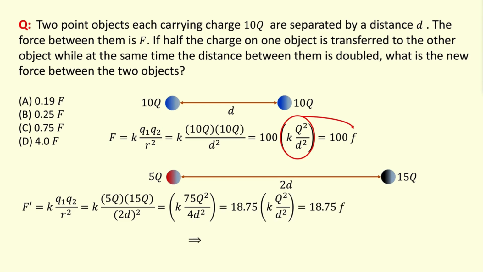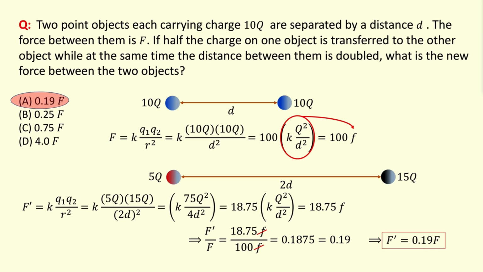Therefore, the ratio of F prime to F, after cancellation of F between these two, becomes 0.1875. If we round it, it becomes 0.19. In other words, F prime is 0.19F, which is much smaller than the original force between the two objects. That means A is the correct answer.